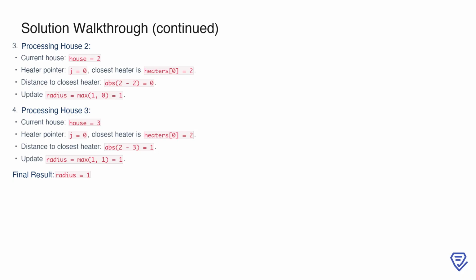Next, we process the third house at position 3. The heater pointer j again points to heaters[0] equals 2, which is the nearest heater. The distance is calculated as abs(2 - 3) equals 1, and updating radius with the maximum of 1 and this distance results in radius staying at 1. Finally, we find that the minimum radius required to heat all houses in this scenario is 1.